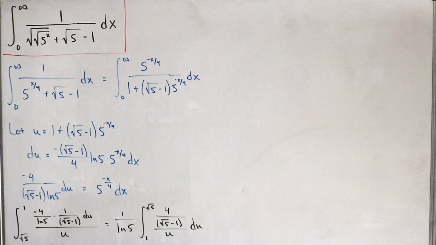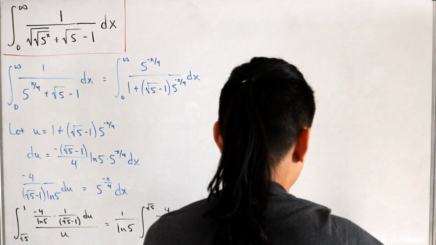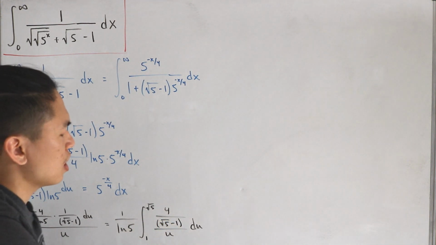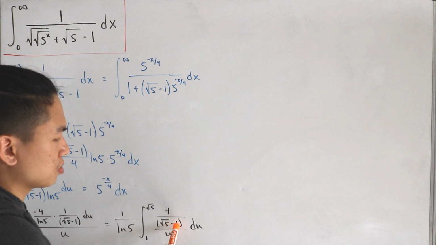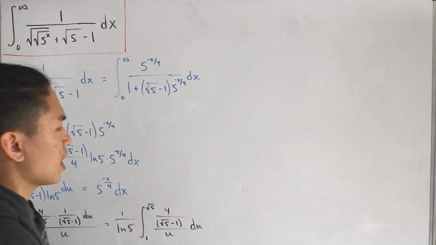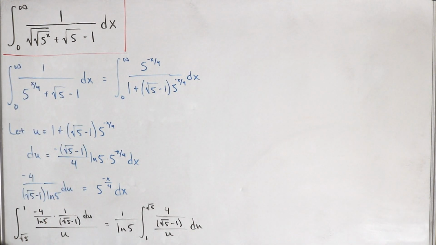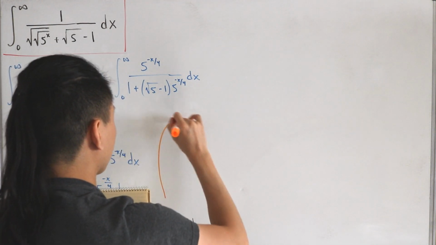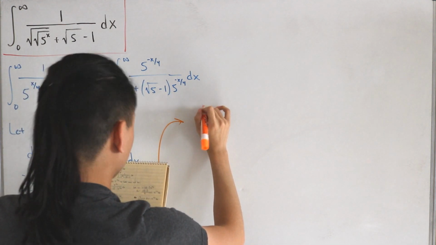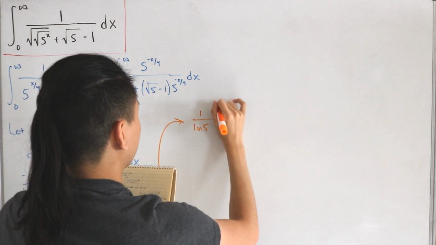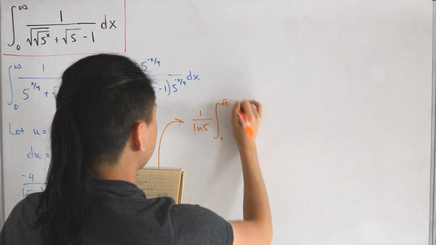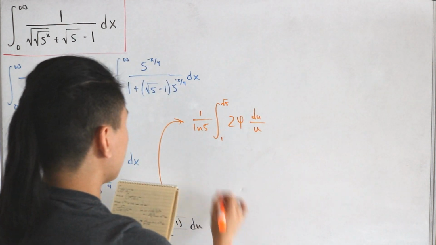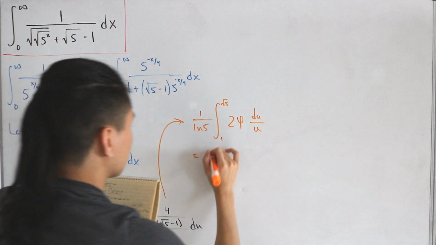Now, how do we actually tackle this? It's actually not as bad as you think, because we have a simple calculation that we can simplify for 4 divided by the square root of 5 minus 1. We can multiply the conjugates of both the numerator and denominator, and if you simplify all this through, you actually get that this is going to equal double the golden ratio number. So now our rewritten integral is 1 divided by ln of 5, then 1 to the square root of 5, then 2 times the golden ratio, and then du divided by u. That's good since this is still a constant.